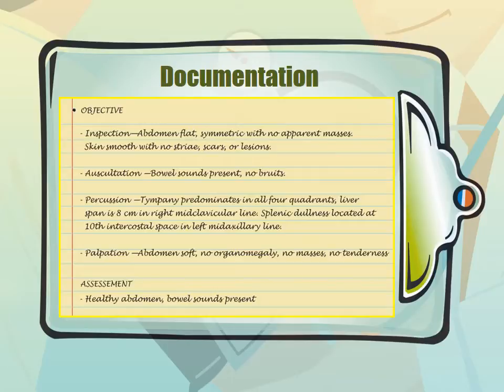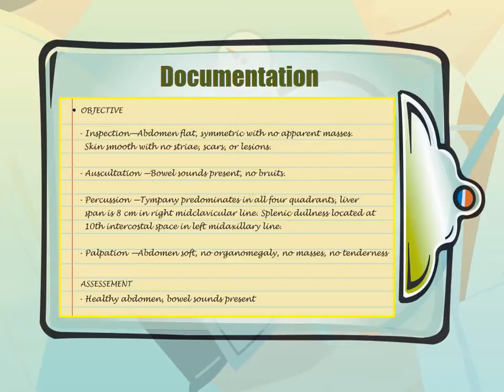Percussion, we should be hearing tympany, and we want to say that we have actually heard tympany in all 4 of the quadrants. We want to make sure that we record the liver span. Remember that liver is supposed to be what? 6 to 12 centimeters or 2 to 4 inches, right? We want to note whether or not there is a splenic dullness. Okay, so we should hear dullness in that area when we percuss because of the organ being there. And we want to know exactly where we are hearing that dullness.